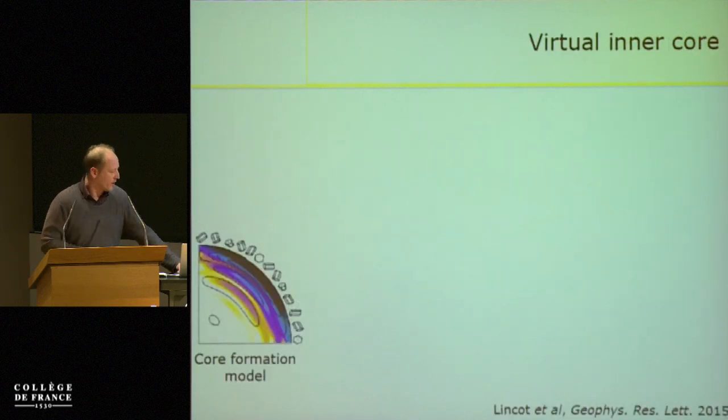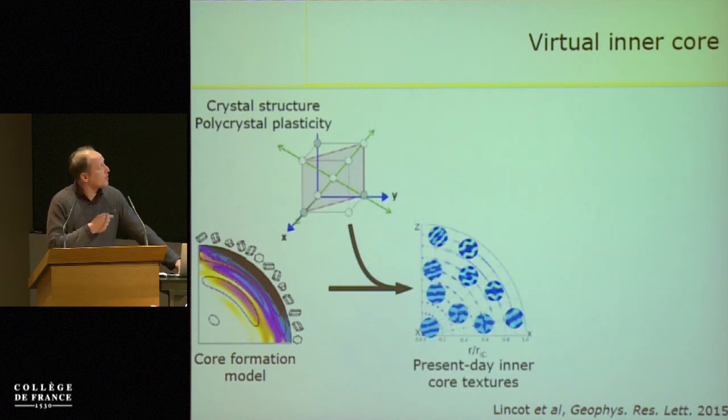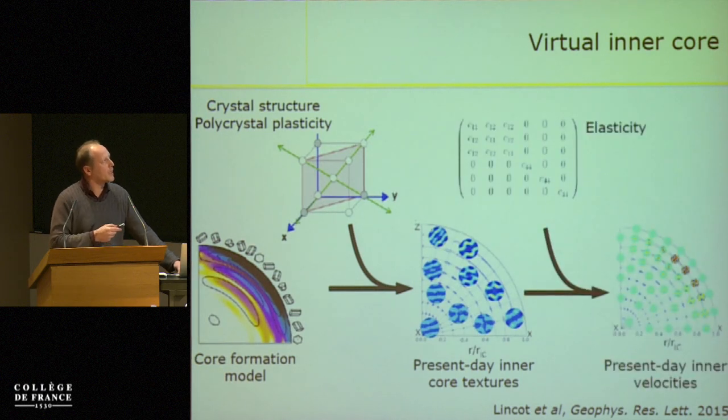So we built a virtual inner core. We have the flow field at all times and all points. And then we plug in our crystal structure. We use polycrystal plasticity models to calculate the textures at any point in the core nowadays. That's the present-day inner core. Then you plug in elasticity, and when you do, you can calculate the velocities at every point inside the core in 3D.